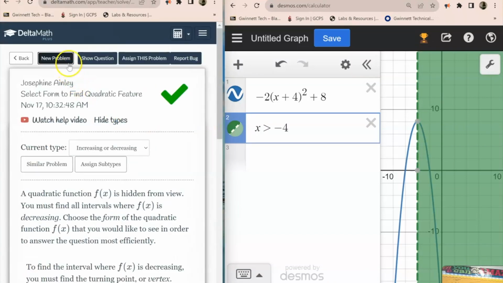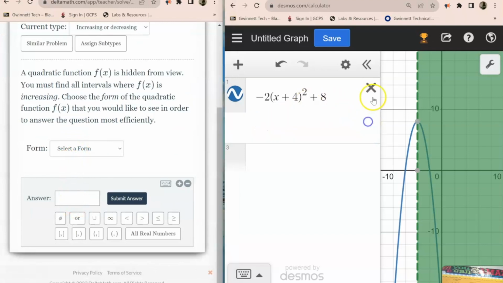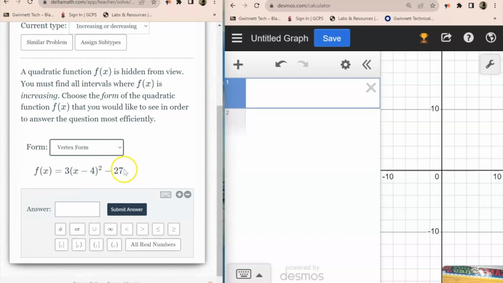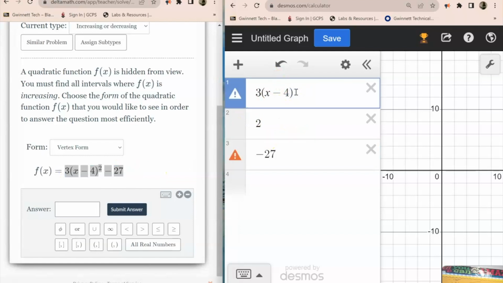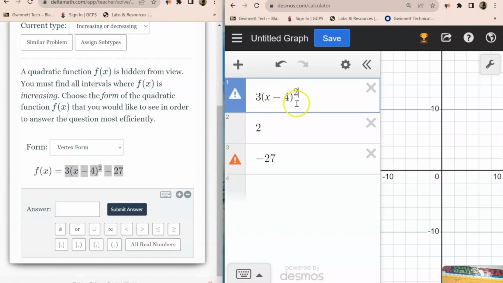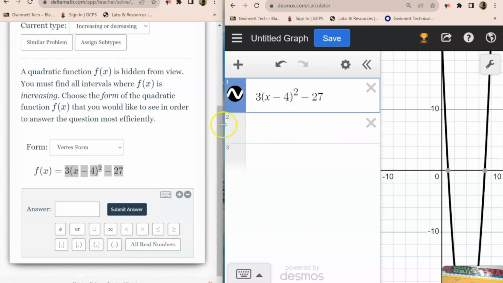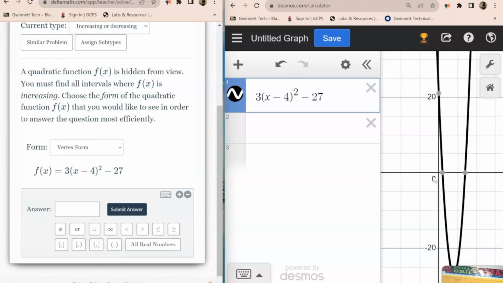I'll do one more just to make sure. So similar problem. Let's do an increasing one. It doesn't even matter because if you're cheating with the form, you can select any form. You're supposed to select vertex form, but you can really select anything. Control C, Control V. It's going to look a little weird. Fix it. So we need a squared, Shift 6, 2, and then copy this, Control X, Control V, and then double check that these match. Okay, this matches.